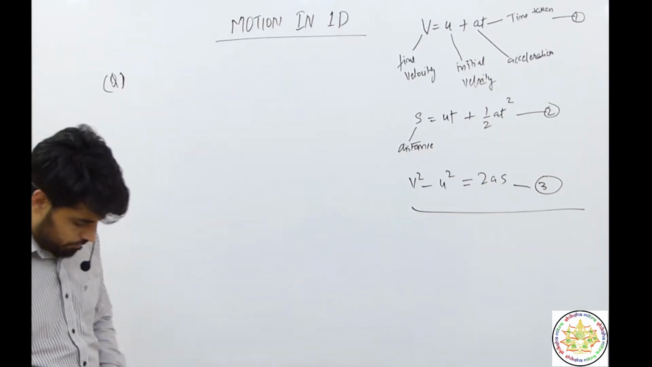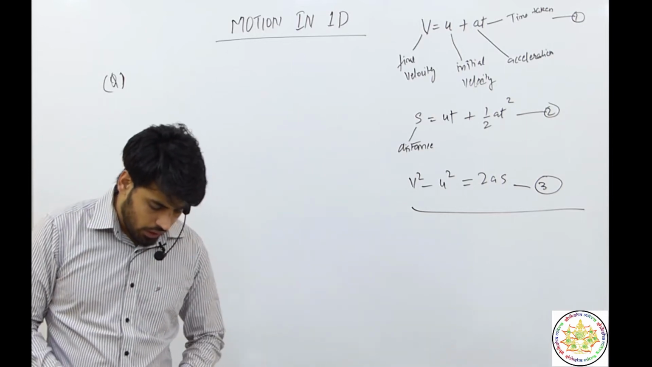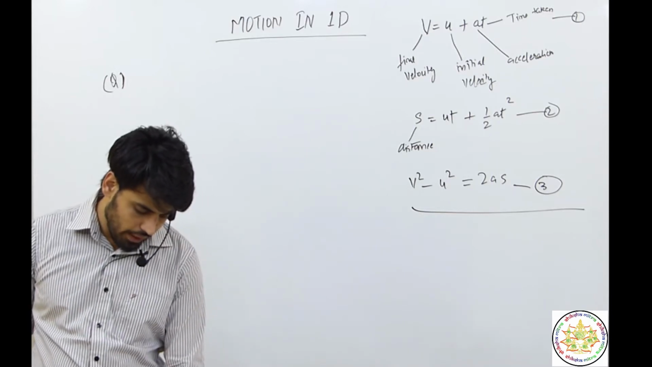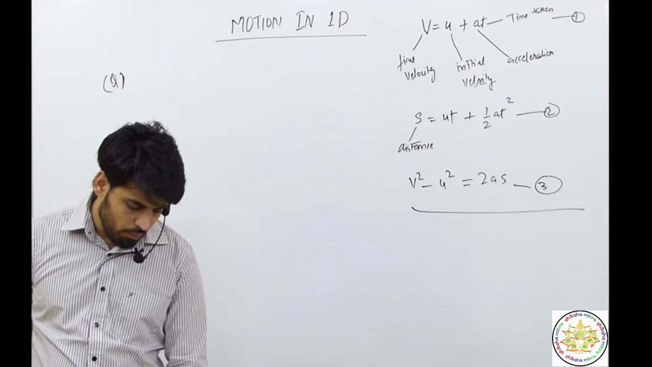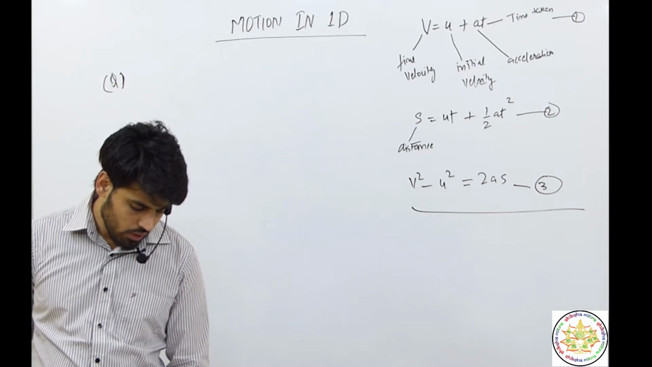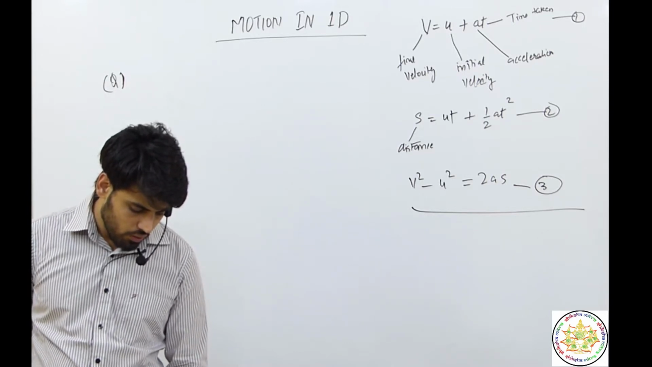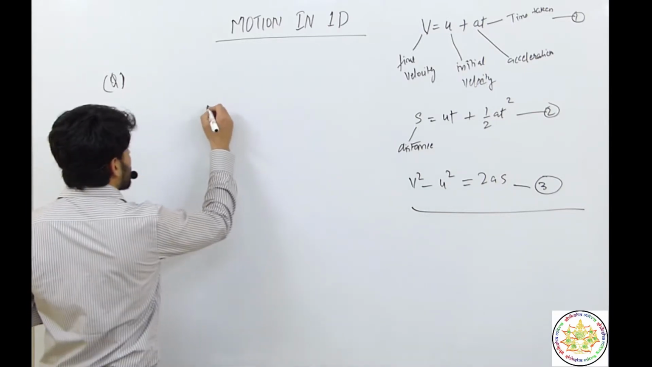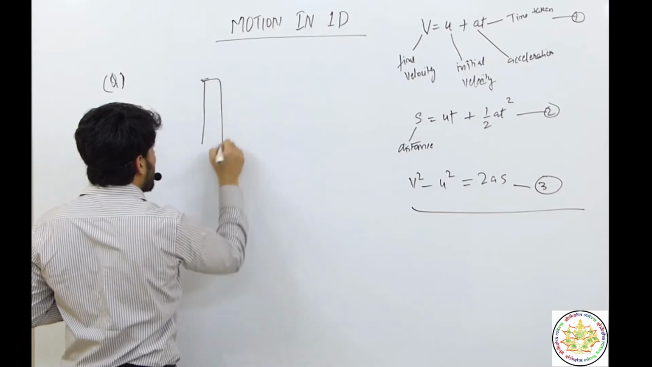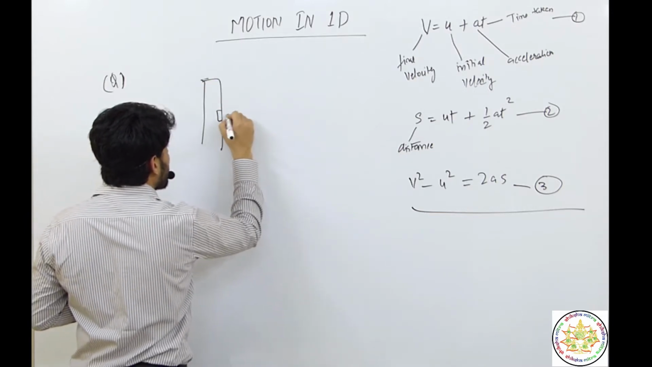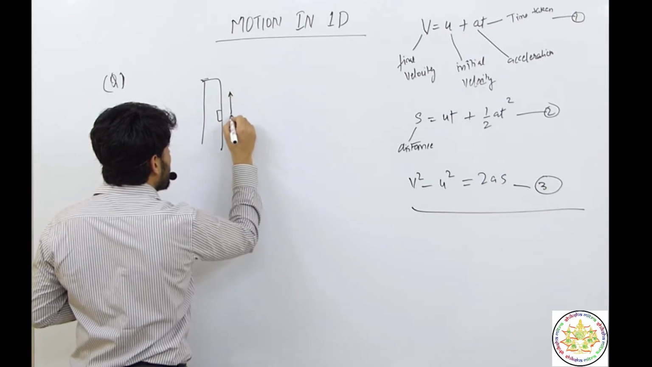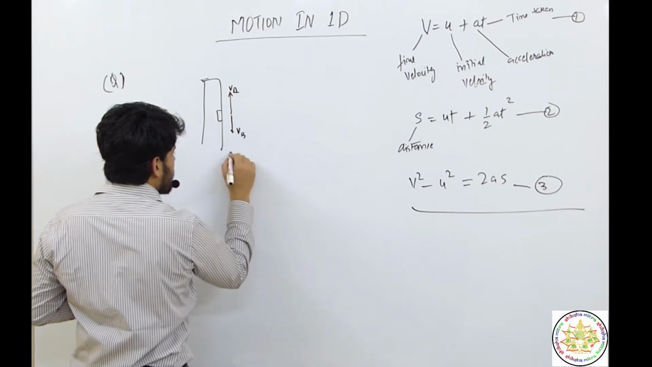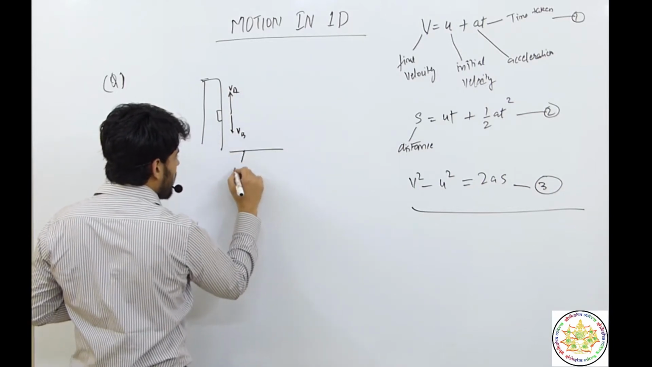There is one more question. I'll read out the question for you. Two balls A and B are thrown from a building. A is thrown upward and B is thrown downward. What will be the velocity on reaching the ground? This is the building, from the window of which one ball is thrown vertically upward and one ball is thrown vertically downward. So the examiner is asking what the velocity will be on reaching the ground.